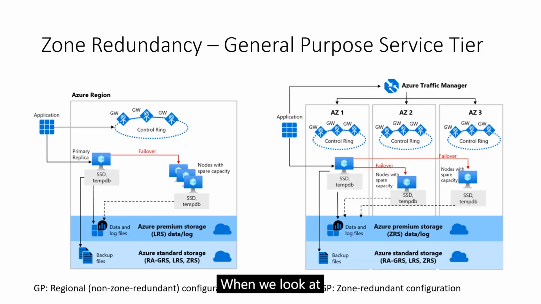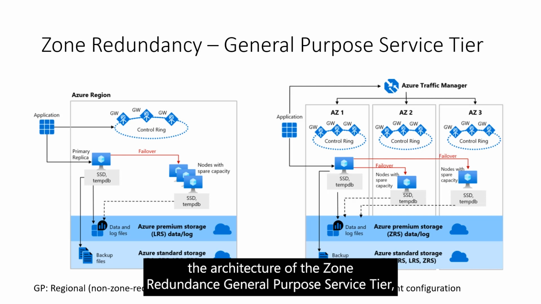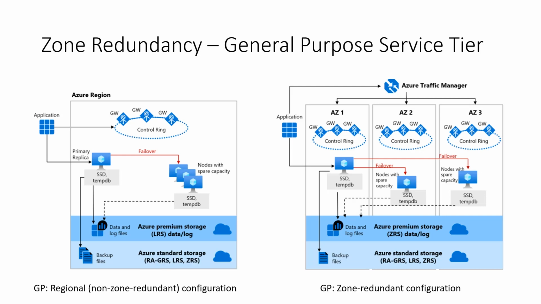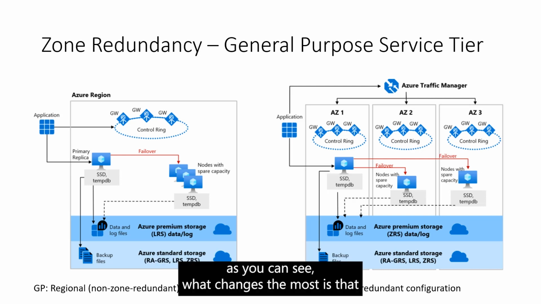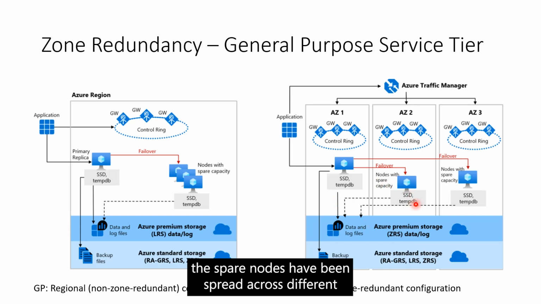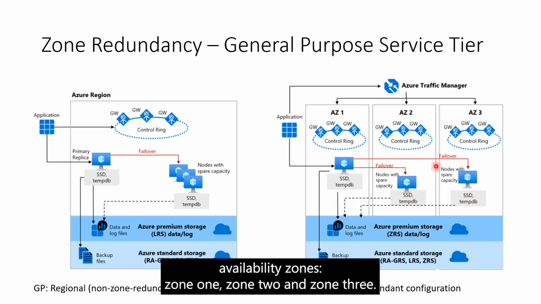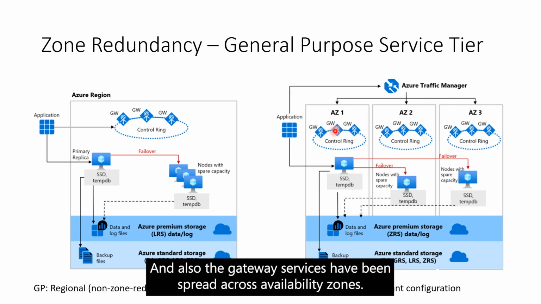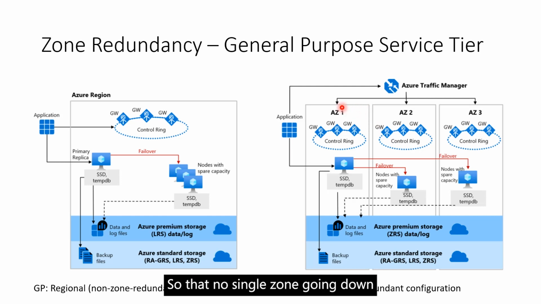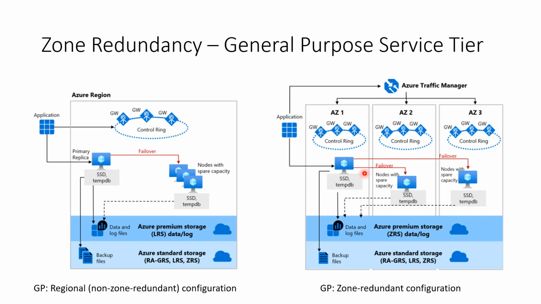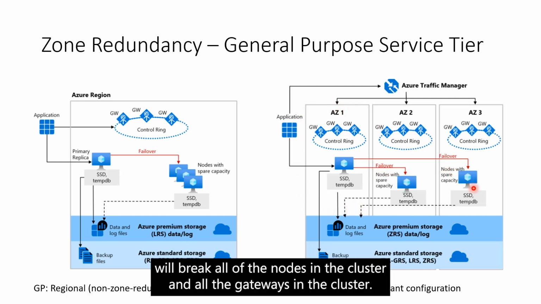When we look at the architecture of the zone redundant general purpose service tier, as you can see, what changes the most is that the spare nodes have been spread across different availability zones: zone 1, zone 2, and zone 3. Also, the gateway services have been spread across availability zones so that no single zone going down will bring down all of the nodes and all of the gateways in the cluster.